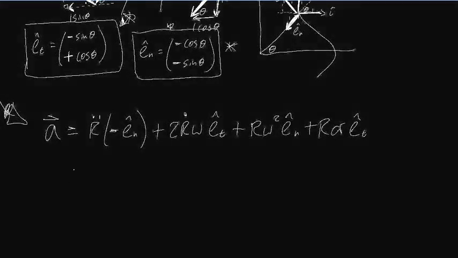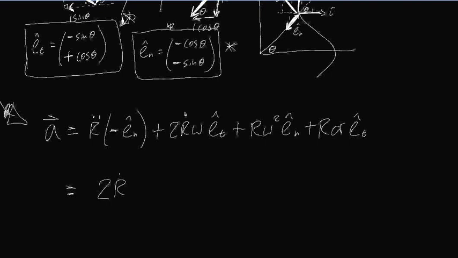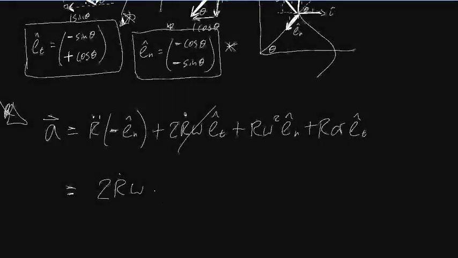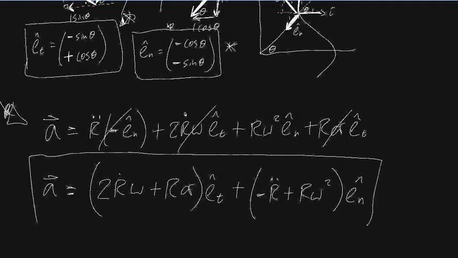So let's go into simplifying that now. We can group the ENs and we can group the ETs. First, I'll group the ETs. That'll be equal to 2r dot omega, that's this one taken care of, plus r alpha, and that's all times our tangential unit vector. And that's going to be added to, now let's group our ENs. So that's going to be minus r double dot, that's this one sorted. And now the last one left is plus r omega squared, and that's going to be times En.